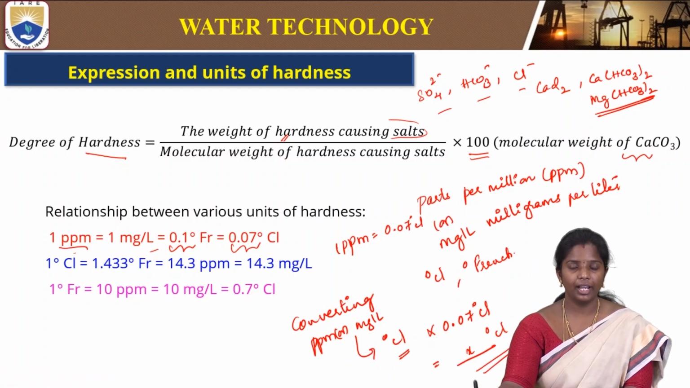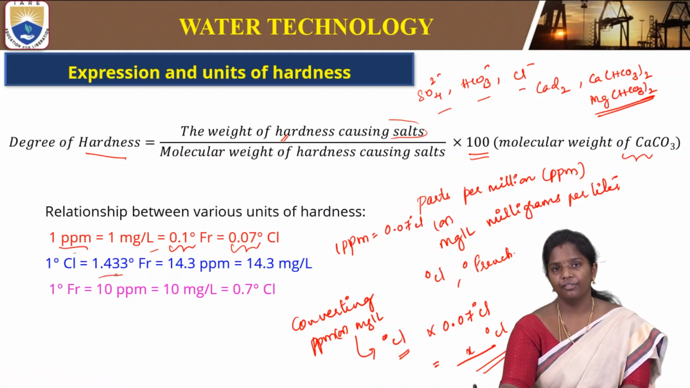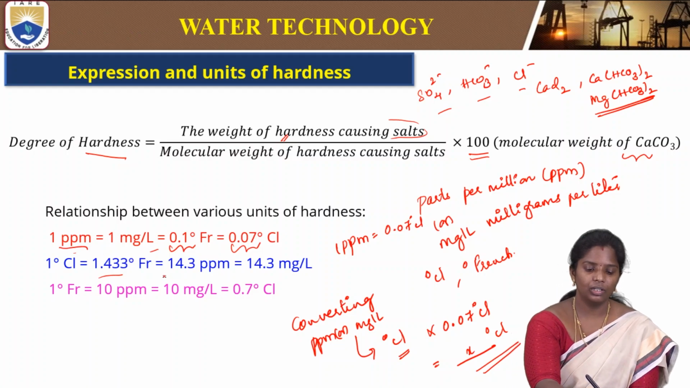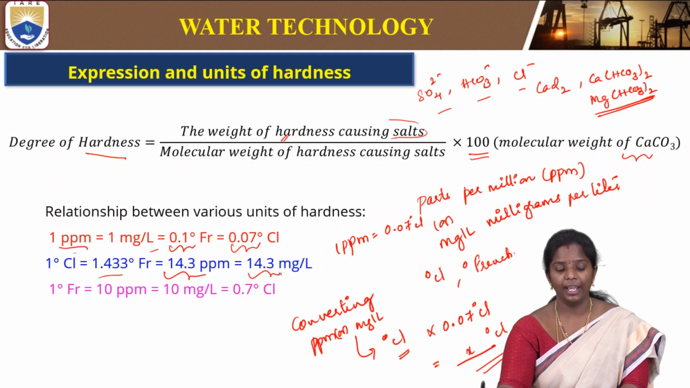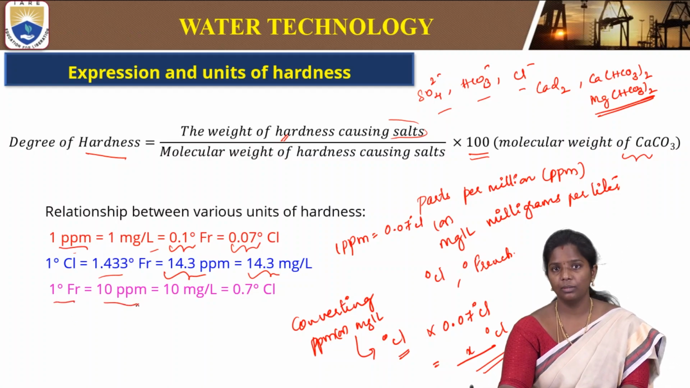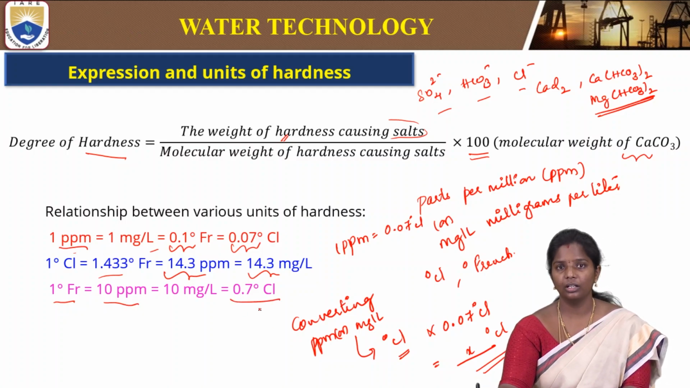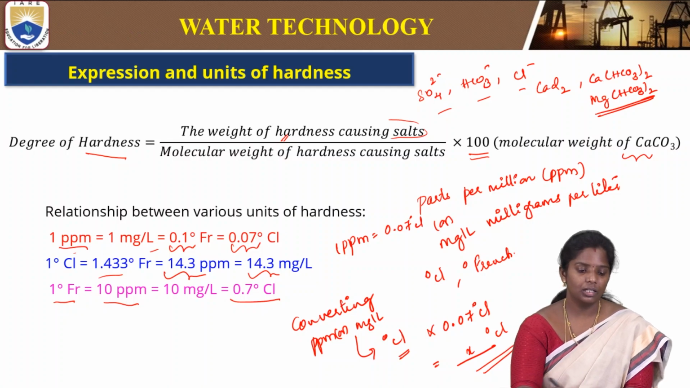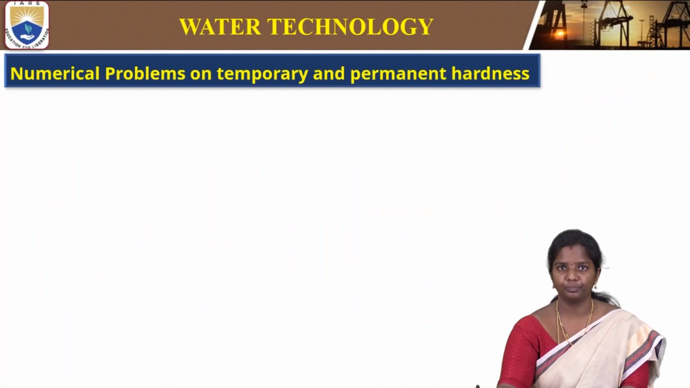Similarly, 1 degree Clark is equal to 1.433 degree French. Whenever a question contains degree Clark units, we have to convert accordingly so that we get the appropriate units for the expression. And 1 degree French is equal to 10 ppm, which is 10 mg per liter, or 0.7 degree Clark. So whenever there is any problem containing 1 degree French, it is equal to 0.7 degree Clark.